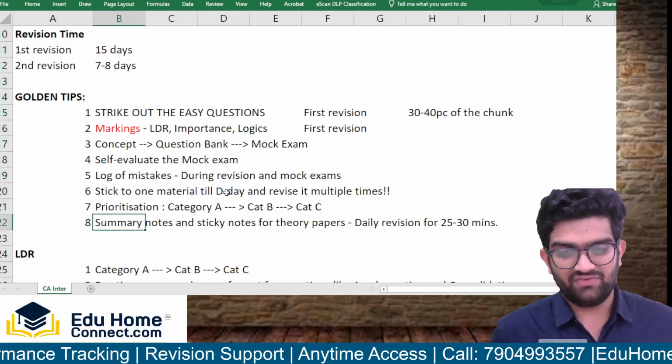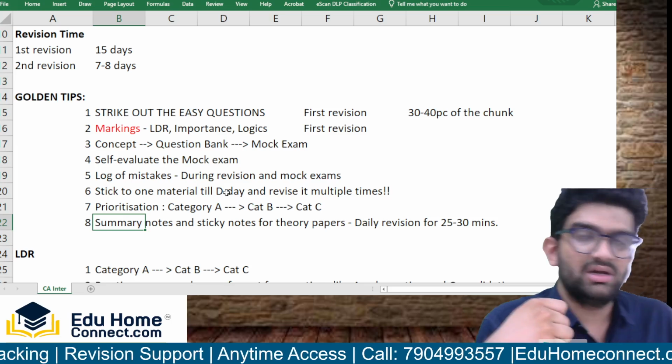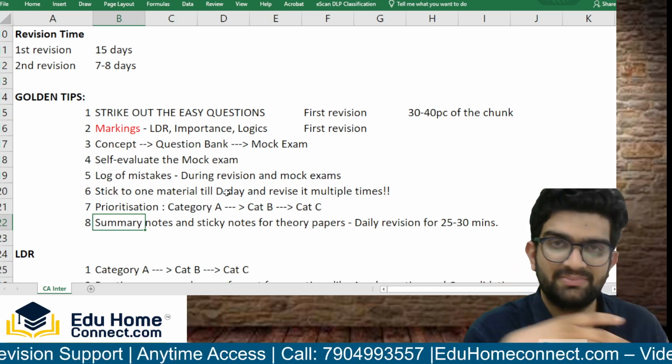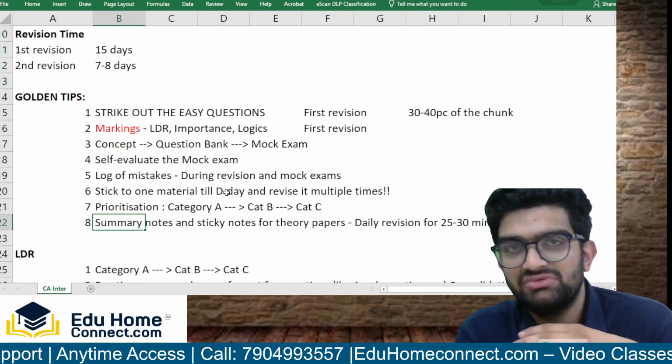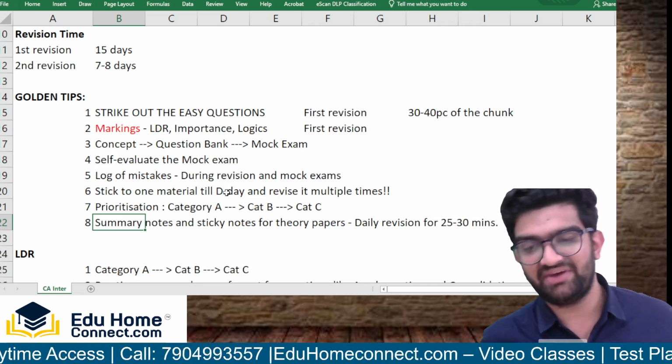And then for theory papers, make summary notes, make sticky notes. Summary notes would be in a separate book for a theory paper where you would make a summary of all the provisions and keep revising them on a daily basis for at least 25 to 30 minutes.